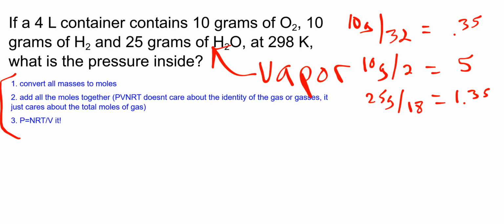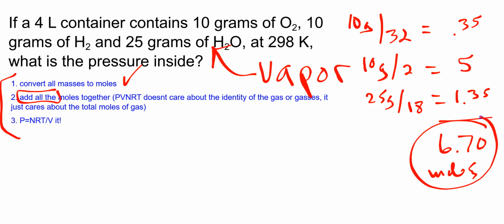Okay, now once we have all of their moles, we add all of these numbers. Now please do your own calculations, but we could add these together. I have 5 plus 1.35 plus 0.35. That is 6.7 moles with my rounding math. All right, and now that we have the N value, we're ready to PIVNERT it once again. So we don't care that there's more than one gas. We just find the amount of moles and we're off to the races.